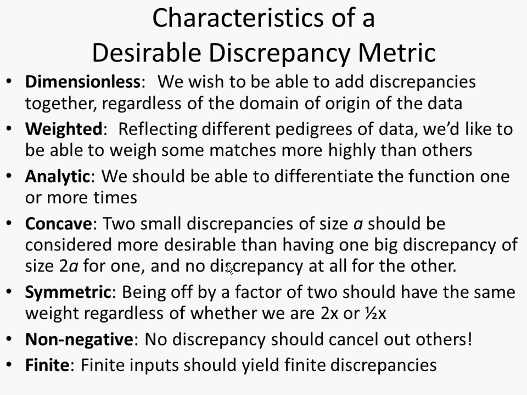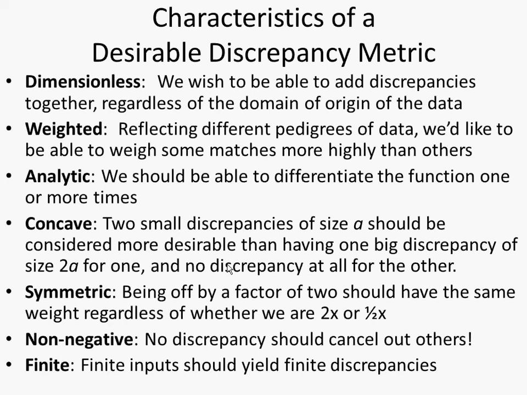We'd like it to be concave. This is a non-obvious property, but two small discrepancies of size A, say with respect to different attributes, should be considered more desirable than, as we might say, robbing Peter to pay Paul: one big discrepancy of size 2A for one, and no discrepancy at all for the other. We don't want to just say, oh, what the hell, we're just matching costs, and the deaths will be quite off, but we can get cost to 0. Normally, we'd like to get both to be kind of half off rather than giving all of the benefit of the doubt to one rather than the other.